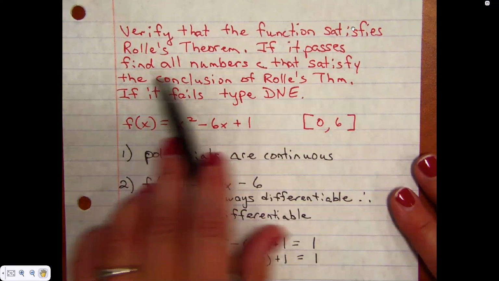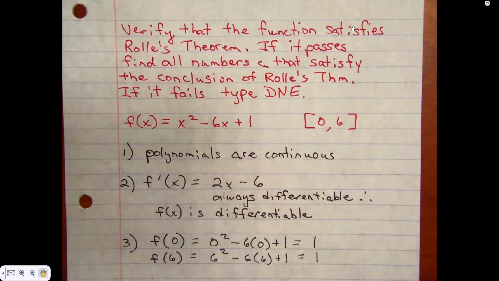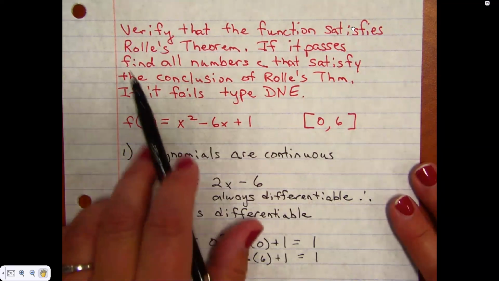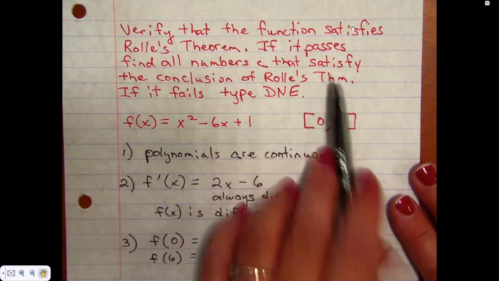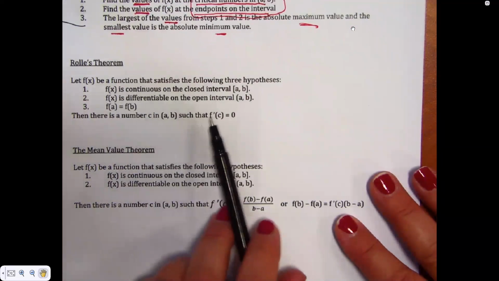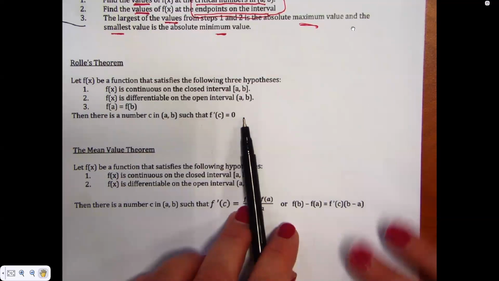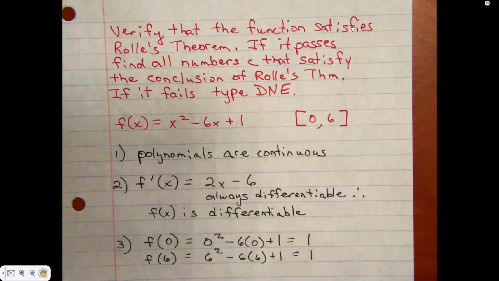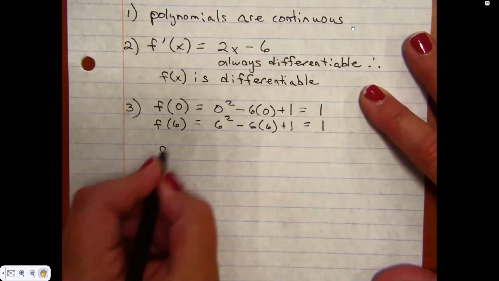If it passes all, okay, which it did, 1, 2, and 3 were all good to go. Then we're going to find all numbers C that satisfy the conclusion of his theorem, which said, what's the conclusion of his theorem? That there is a C value that causes the derivative to be 0. So let's take the derivative. Make sure you take the derivative.